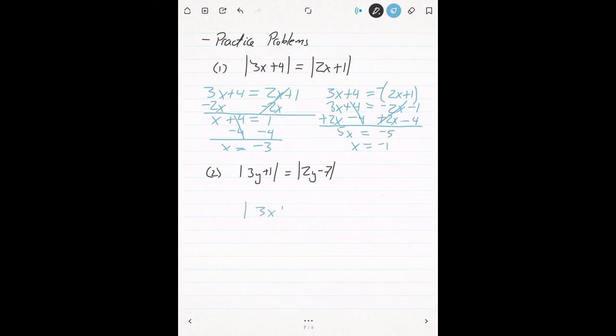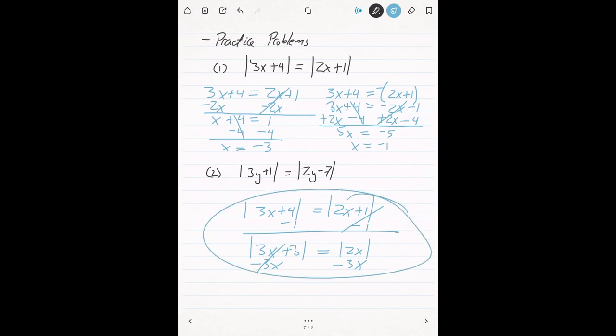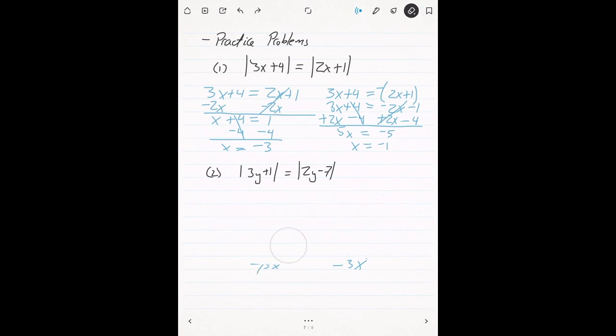I'm not breaking the absolute value bars. So I'm not saying minus 1, and I get a 3x plus 3 is equal to the absolute value of 2x, and then subtracting 3x. I'm not doing this. This is not accurate, okay? You cannot write like this. You cannot break these absolute values. That's a big notational error, okay?